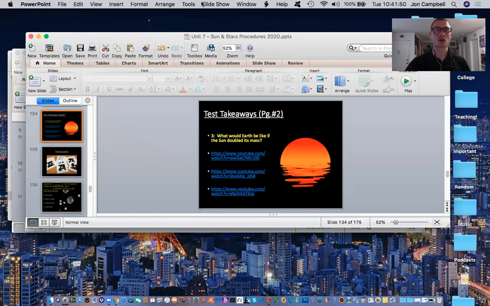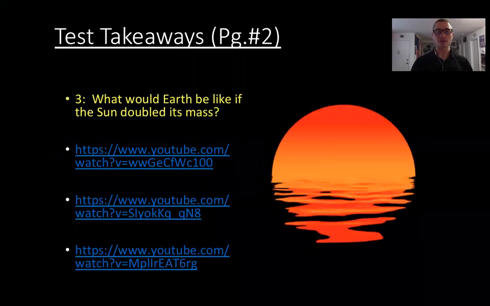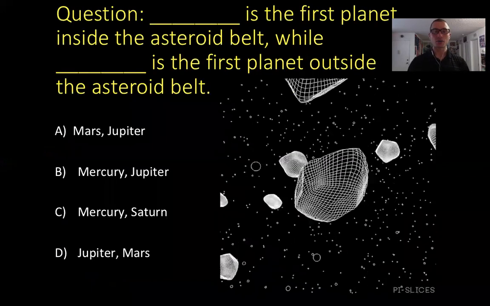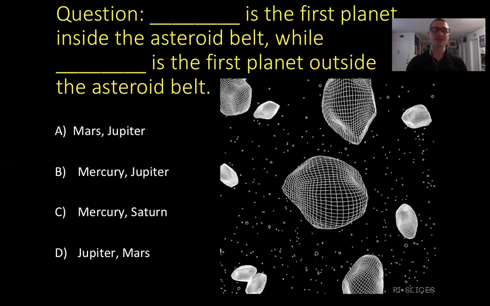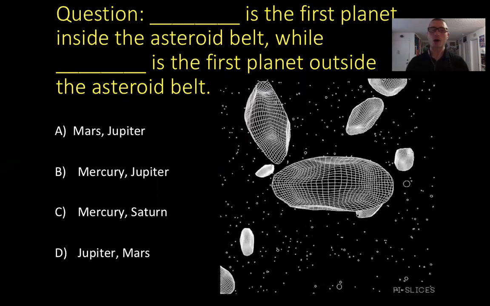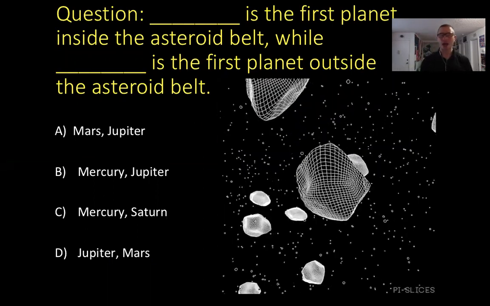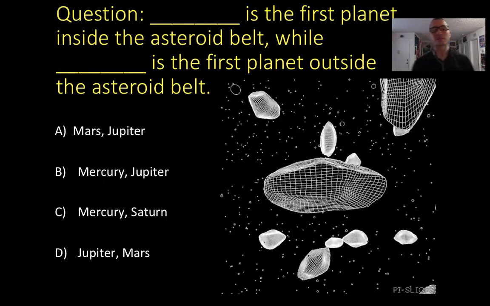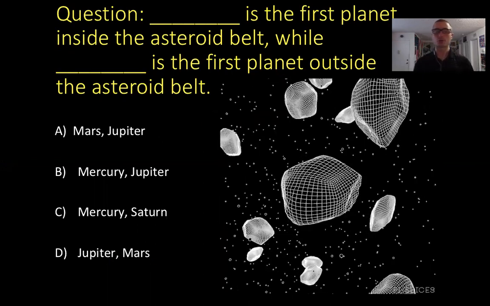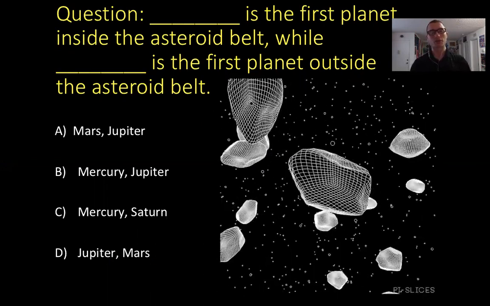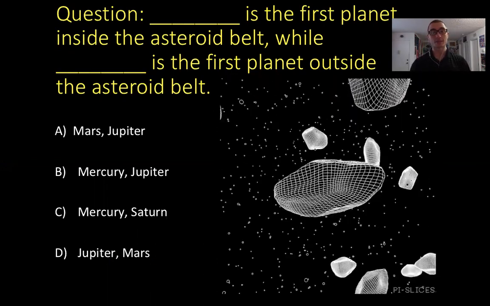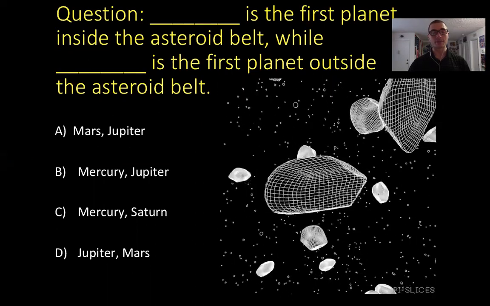All right, so let's go on to our first practice question of the day with our card questions. As you guys know, blank is the first planet inside the asteroid belt, while blank is the first planet outside the asteroid belt. Is it going to be A, Mars, Jupiter, B, Mercury, Jupiter, C, Mercury, Saturn, or D, Jupiter, Mars? Pause, take a moment to think about it. Could be a quiz question. Your answer is going to be letter A.